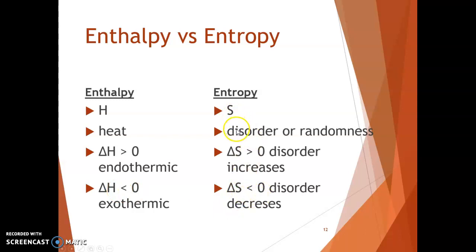Alright, let's see. So delta S, the entropy change, if it's positive or greater than 0, then that means that entropy is increasing, because disorder or randomness is increasing. And if delta S is less than 0, then the entropy, the disorder, the randomness is decreasing.